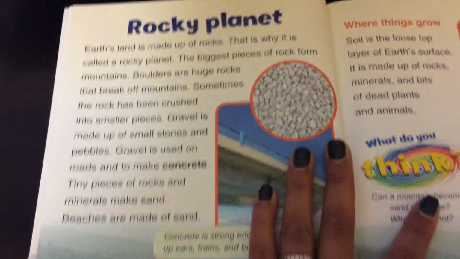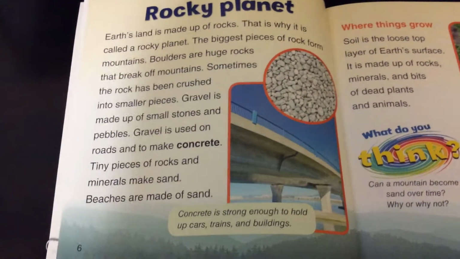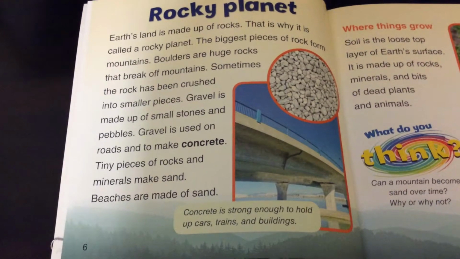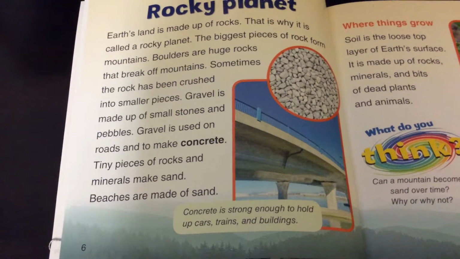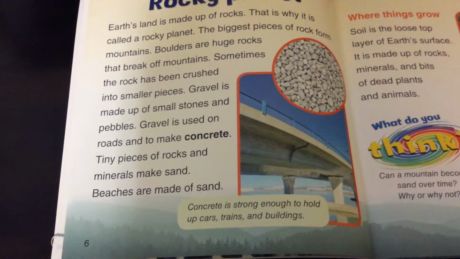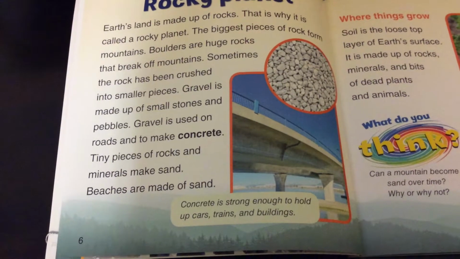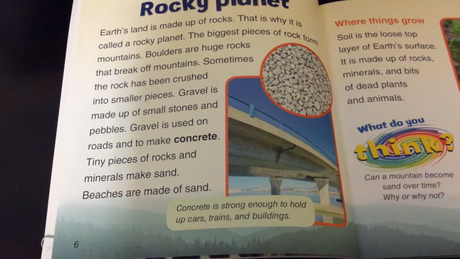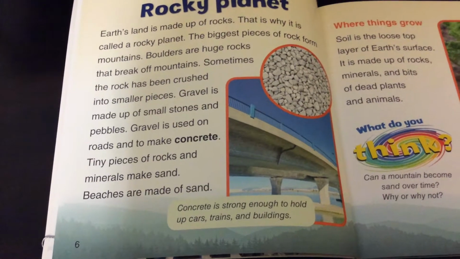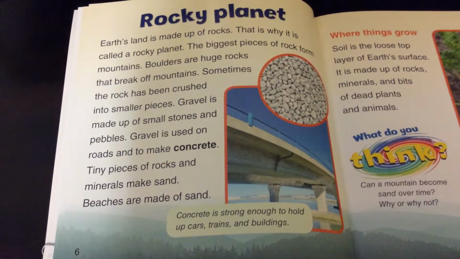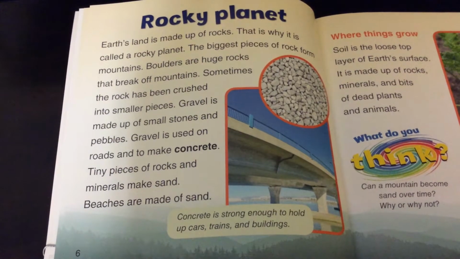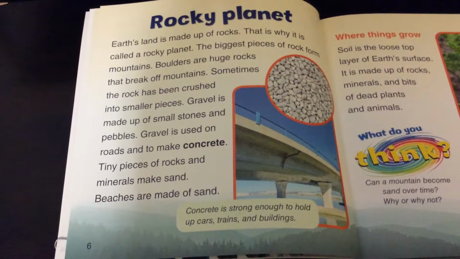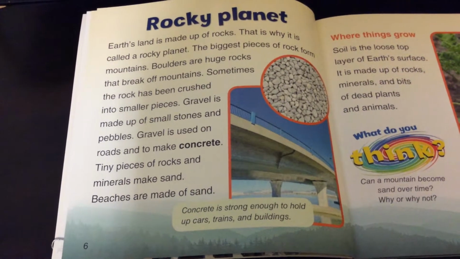Rocky planet. Earth's land is made up of rocks. That is why it is called a rocky planet. The biggest pieces of rock form mountains. Boulders are huge rocks that break off mountains. Sometimes the rock has been crushed into smaller pieces. Gravel is made up of small stones and pebbles. Gravel is used on roads to make concrete. Tiny pieces of rock and minerals make sand. Beaches are made of sand.